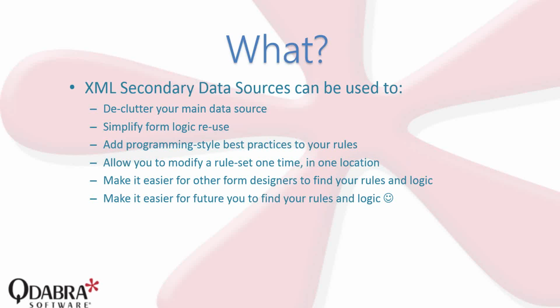This lets you add some programming style best practices to your rules in order to have the try-catch paradigm in place, where you try something, you figure out if there's an error, you handle for the error. With InfoPath, this isn't perfect because sometimes InfoPath just pops up an error and stops running our rules, but we can at least make sure the user doesn't get stuck. I'll show you that. Allowing you to modify a rule set one time, in one location, well, that was this 5 views, 5 submit buttons thing I was just talking about.